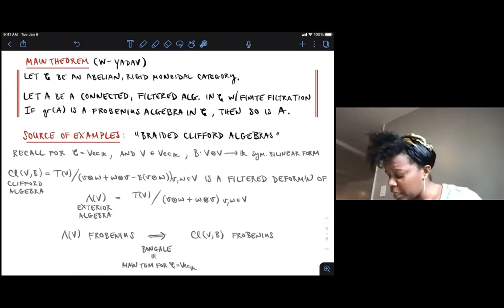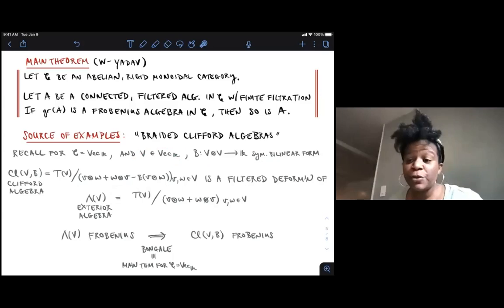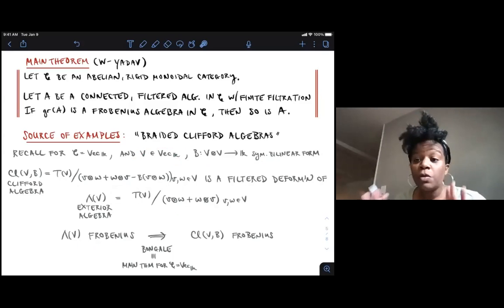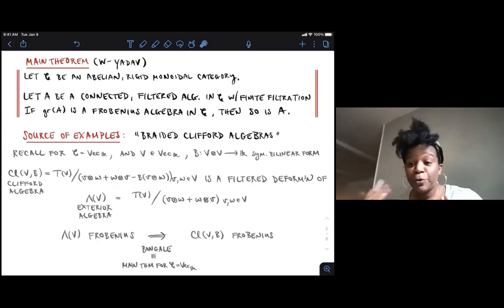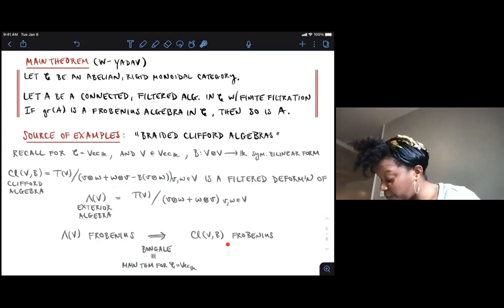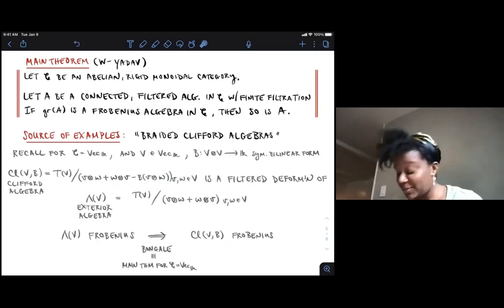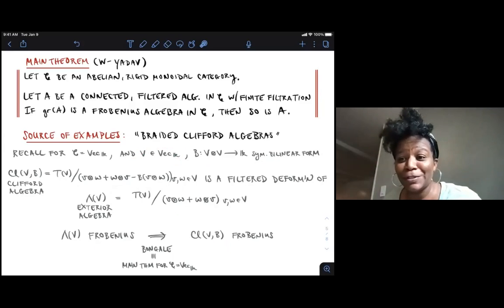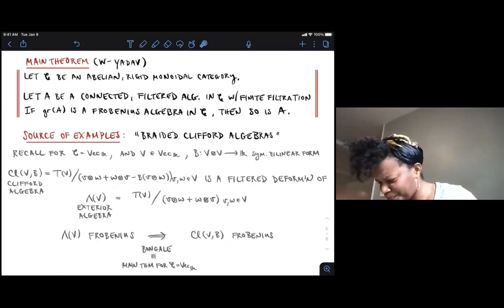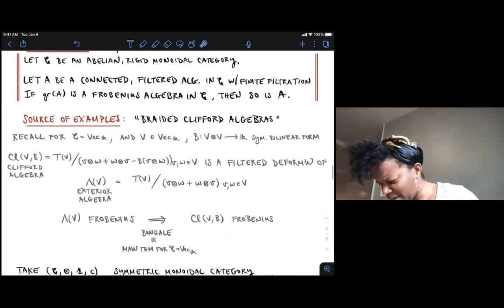So recall, what is a Clifford algebra? We take a vector space V, we take a symmetric bilinear form, and a Clifford algebra defined like so is a filtered deformation of the exterior algebra. Since exterior algebras are well known to be Frobenius, we get that their filtered deformation is also Frobenius. And this is due to Bongali, this is her result, or our main theorem in the case where C is Vec. Okay, so what we want to do is consider a categorical version of this, or braided version of this. And this is sticky. This is stickier than I thought it would be.